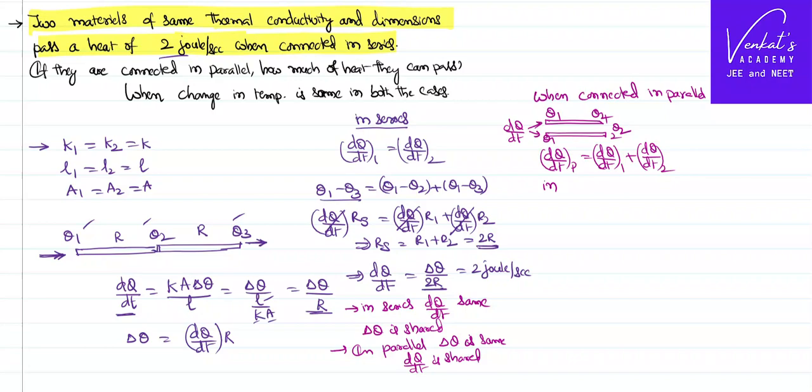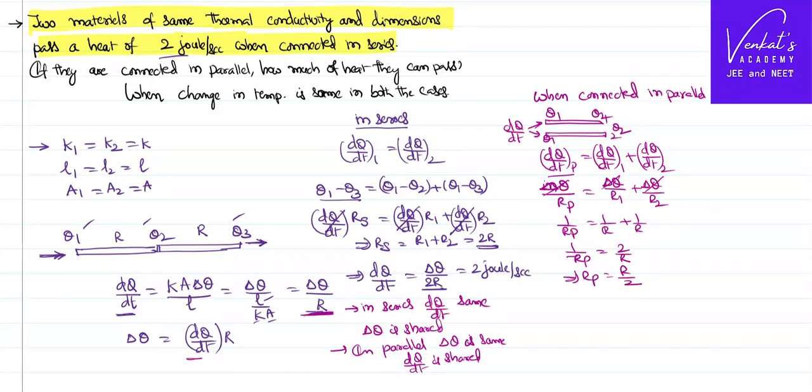So dq by dt, we have a formula already. dq by dt can be written like delta theta by r. Therefore, what I can write? dq by dt means delta theta by r parallel equal to delta theta by r1 plus delta theta by R2. As I told you, delta theta is same in parallel, that can be cancelled. 1 by R parallel equal to, as the rods are identical, the resistances are same. So 1 by R parallel equal to 2 by R. That implies R parallel equal to R by 2. Be careful. In series, R series is 2R, but R parallel equal to R by 2.